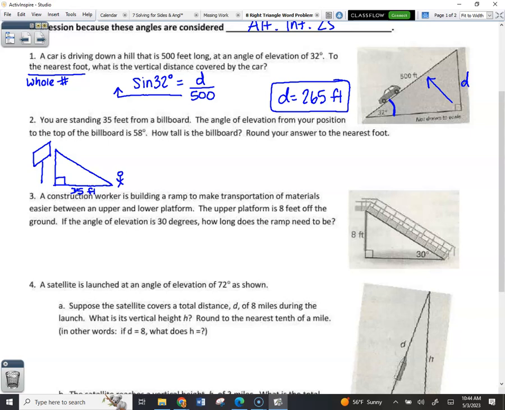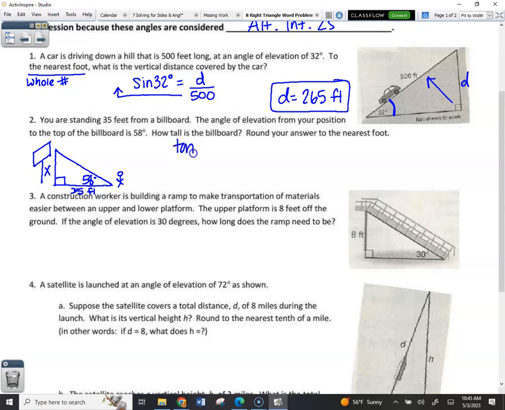Where does 58 go? There are only two angles. It's either with the ground or at the top. It's the elevation. Elevation always starts from the ground. So it's right here. And then it says, how tall is the billboard? Which means my x goes where? On the side. How tall implies strictly vertical, not diagonal. Means we're doing tangent here, guys. Very good. Hypotenuse is blank. It's a tangent problem with a missing side.